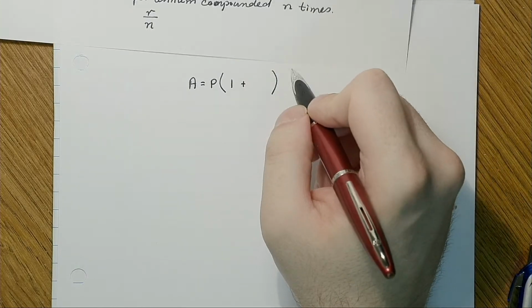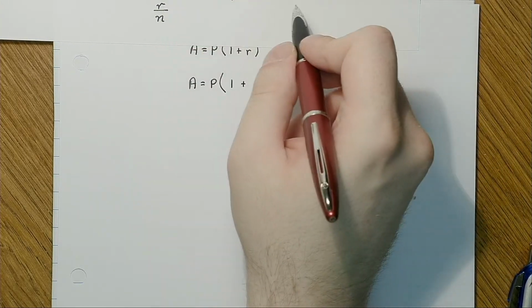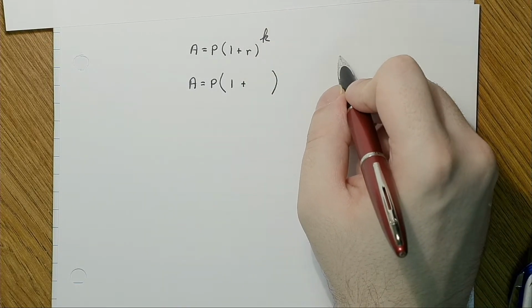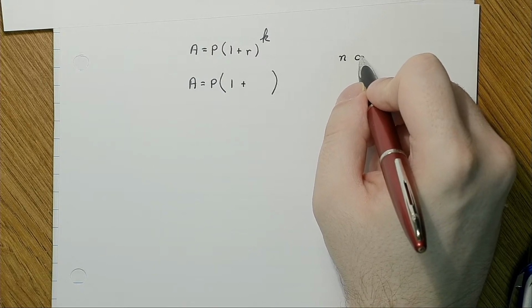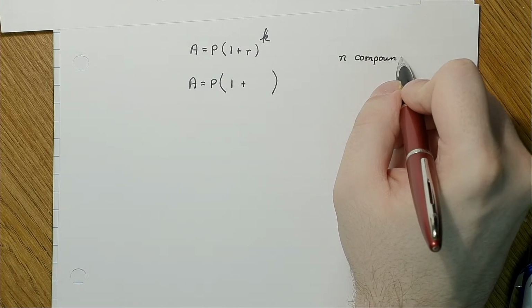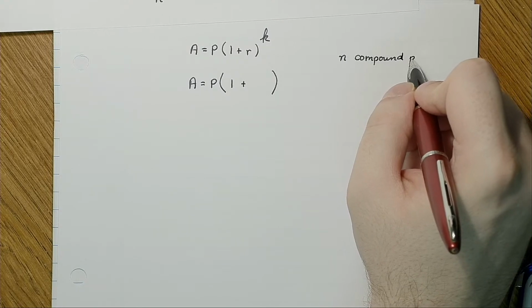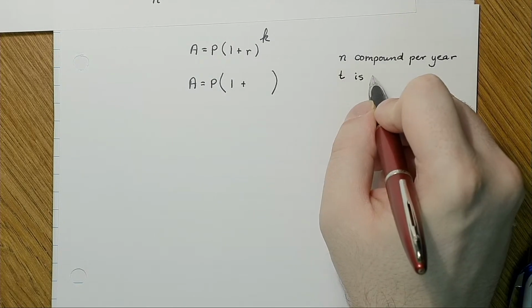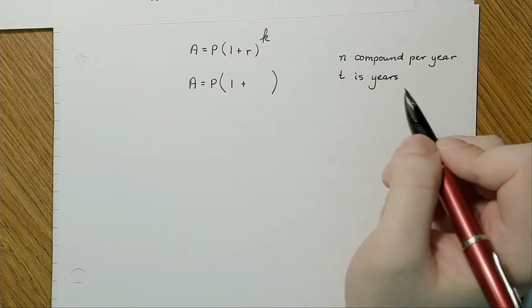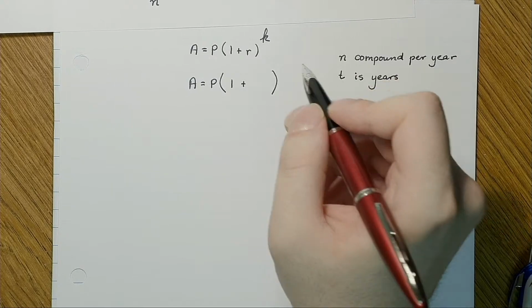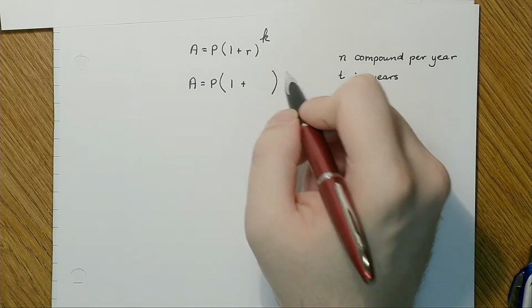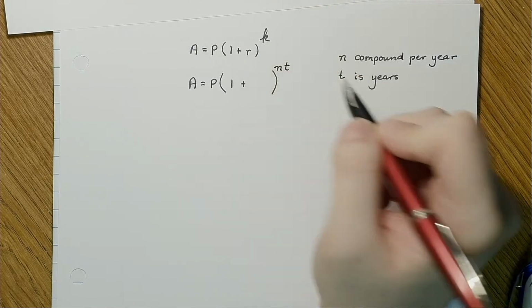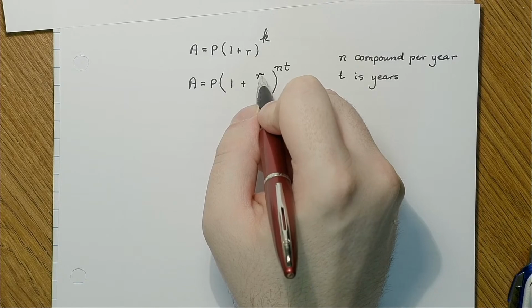So if I compound n times per year, and I have it for t years, then the number of periods that I'm going to have, K, is going to be n times t. And my interest rate is going to be R over n.